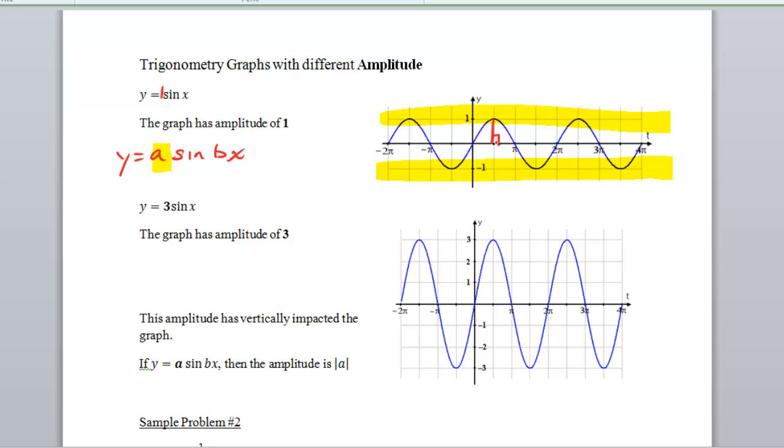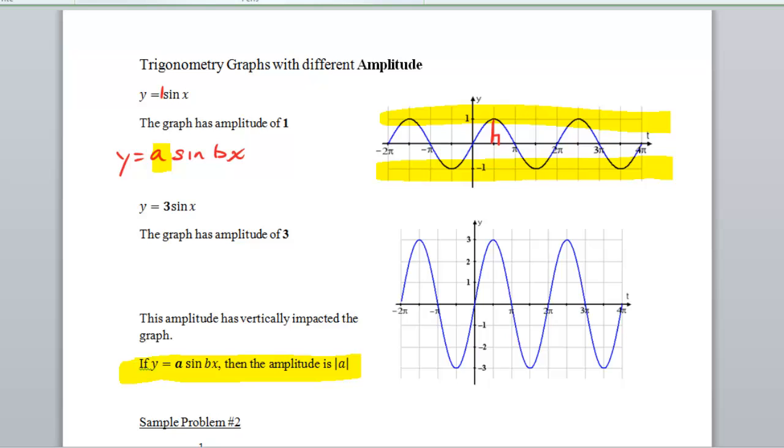And so basically, since amplitude is representing a height or an actual length, it's going to be represented by the absolute value of the a. And what happens here is that if we gave you a negative a value, that would basically reflect the graph or flip it across the x-axis, but the amplitude would still be the representation of its height. So whatever a value we have, we're going to take the absolute value of it to represent the amplitude.